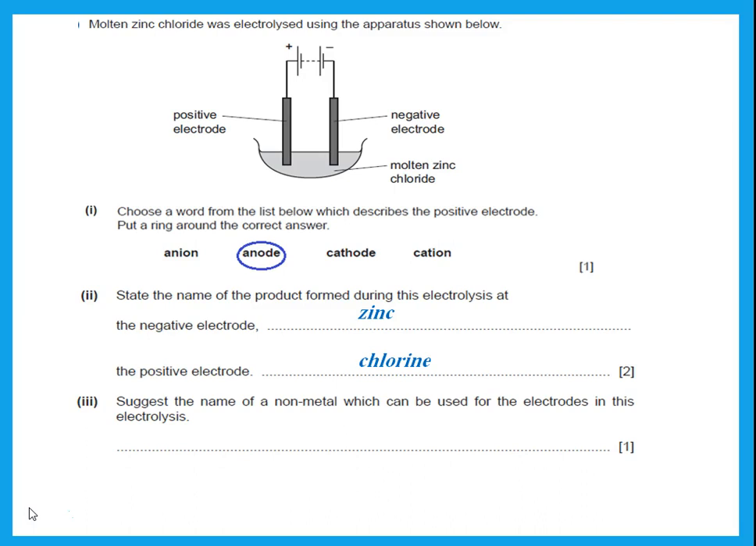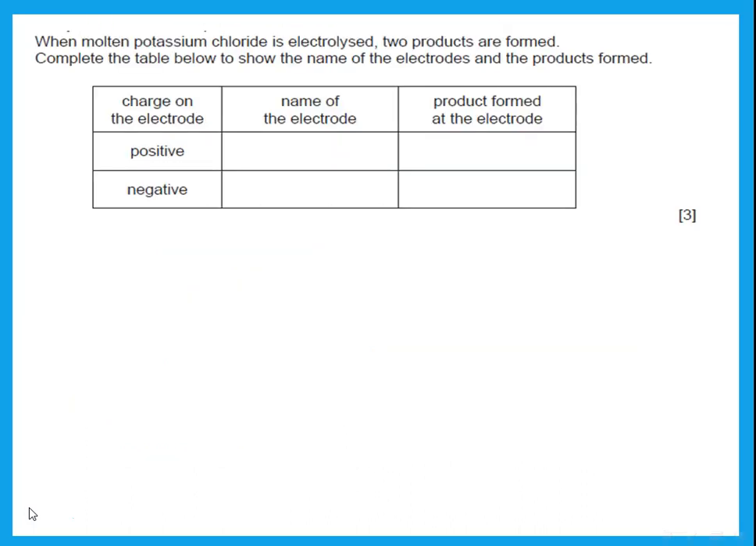Again, please note which one he is asking about. Here he's asking in the reverse order. In the other question, he was asking about the positive first. So read the question properly. Okay? So just the name of a non-metal which can be used for the electrode. Again, the non-metal is carbon.